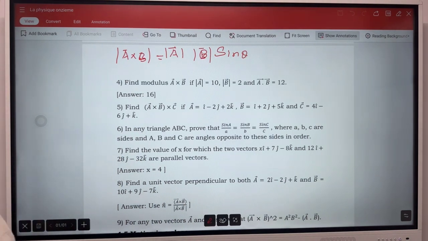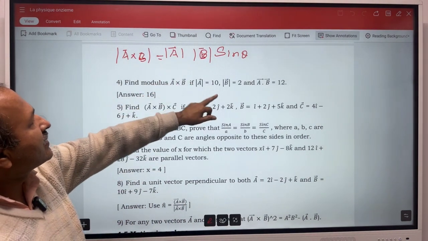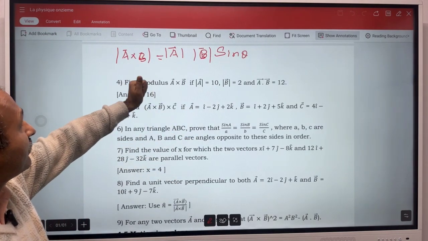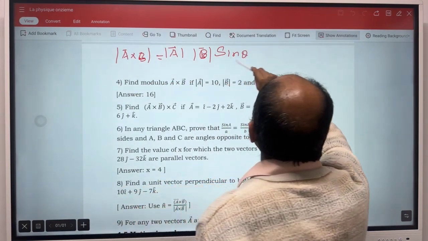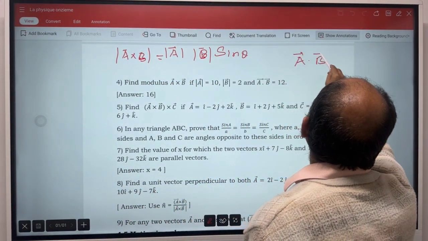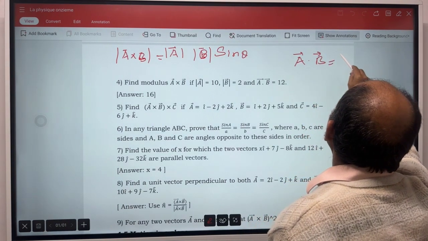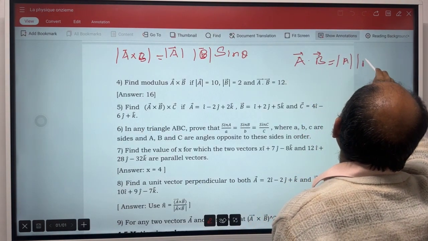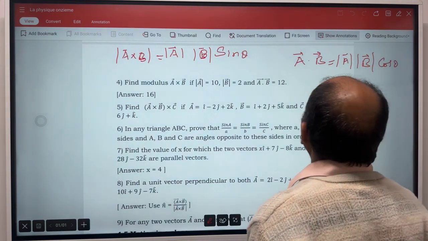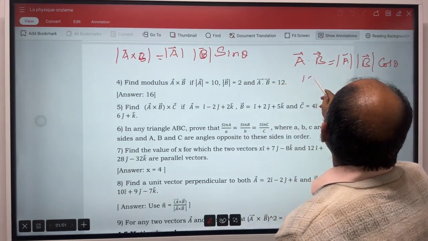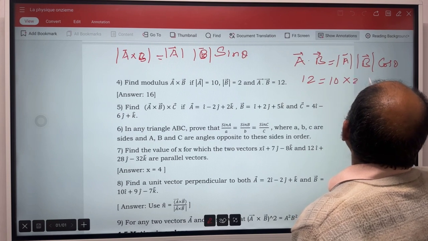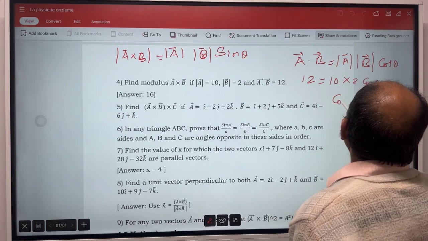In our question, what is given? Modulus A is given, modulus B is given. Sine theta is not given. We have to find out this value. So do one thing, leave it intact and consider vector A dot vector B. It is modulus A, modulus B, and then cos theta, right? A dot B is given as 12, A is given as 10, B is given in magnitude as 2, cos theta. From here, what is cos theta?